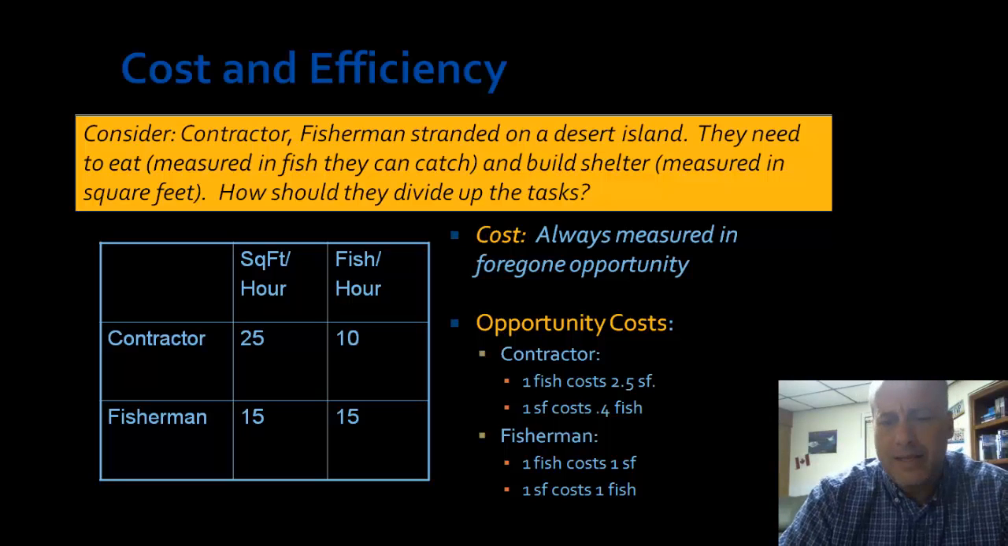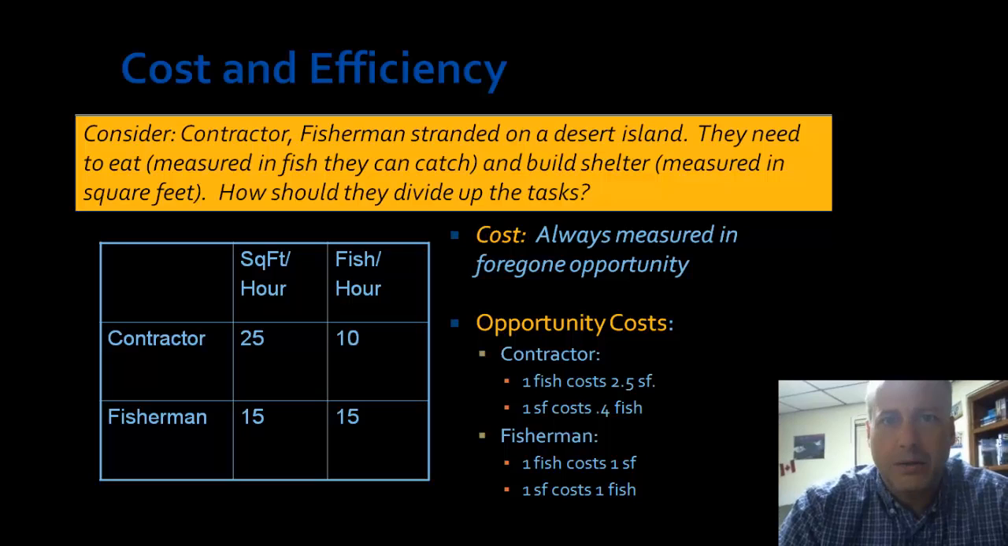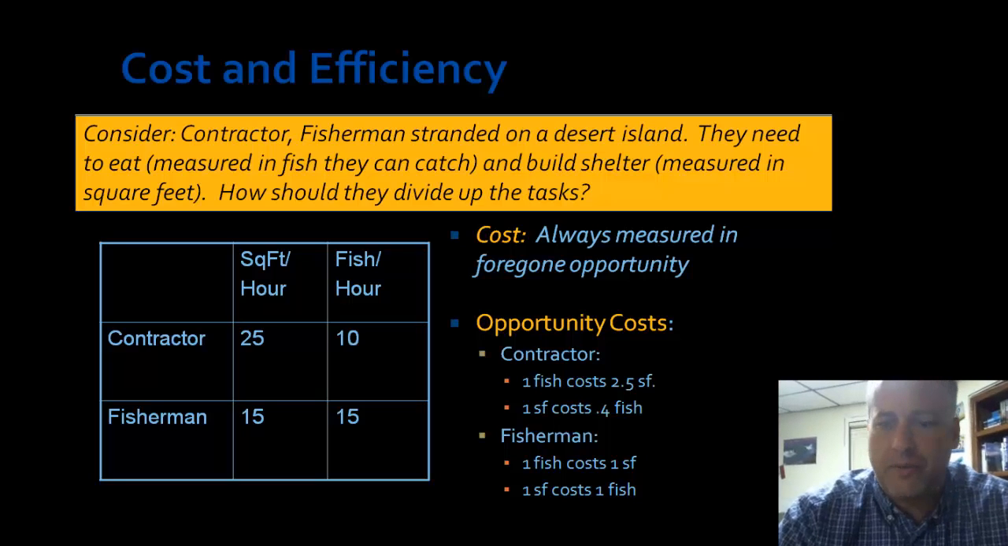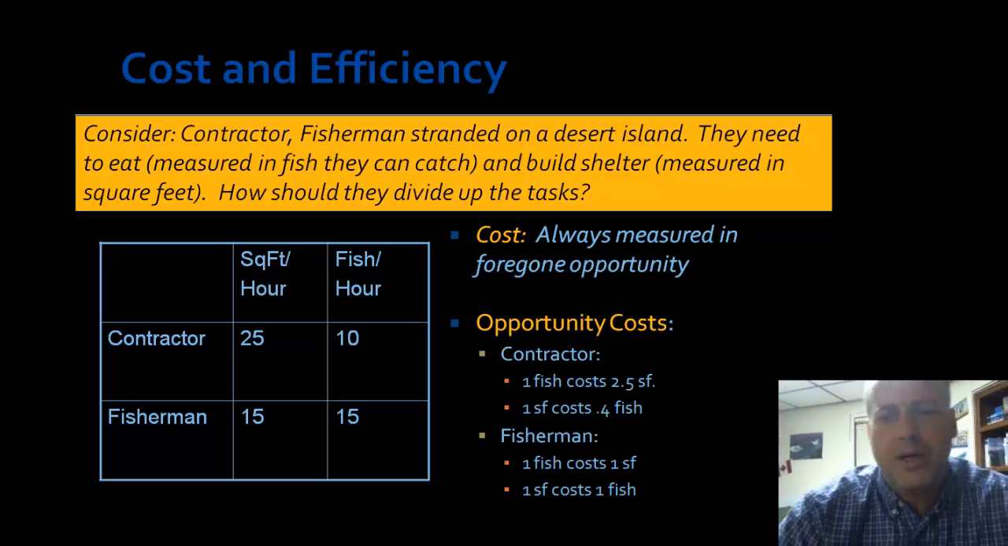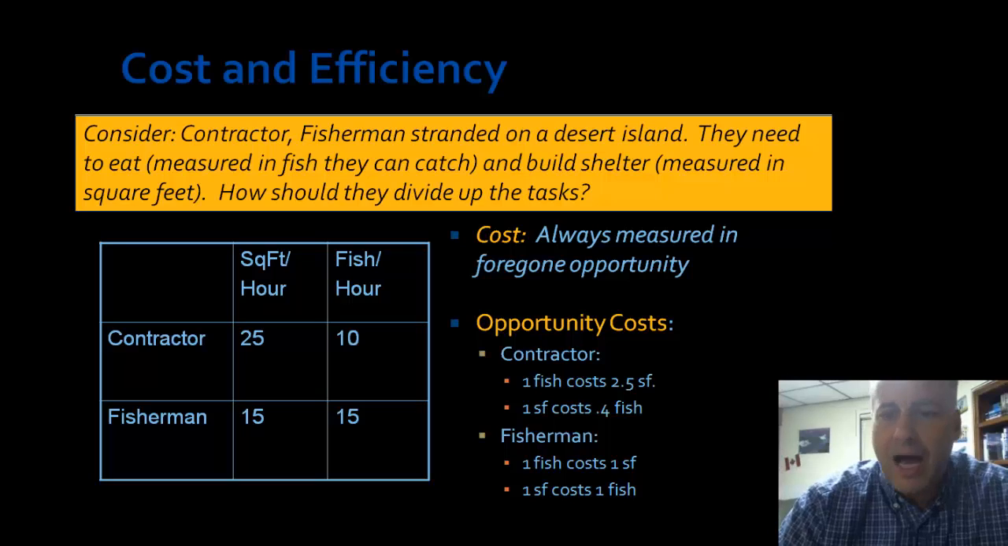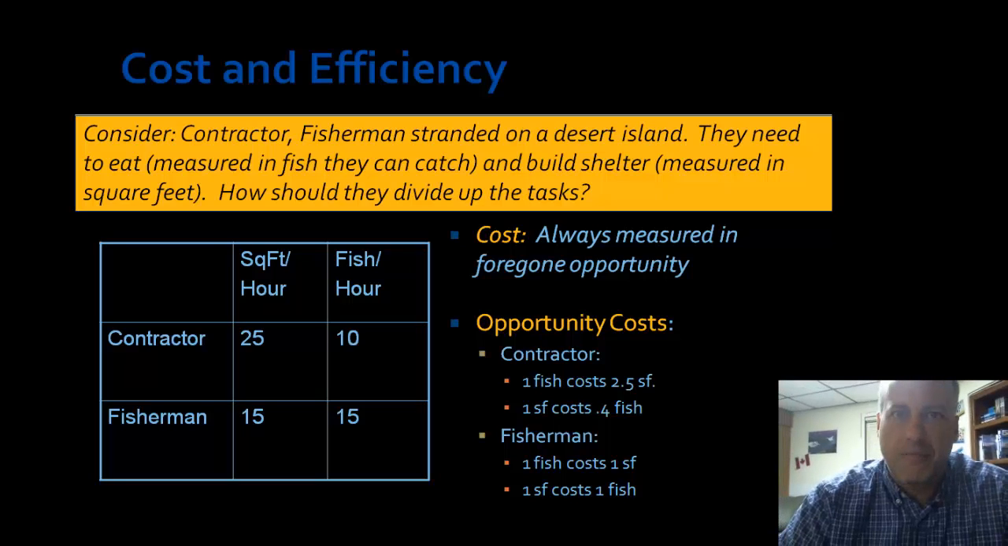Now look carefully at these and notice then that the cost to the contractor of fishing is higher. For every fish they catch, they could have built 2.5 square feet, where for the fisherman, for every fish they catch, they could have only built 1 square foot. So the opportunity cost to the contractor of fishing is higher. The opportunity cost to the contractor of building is lower. Each square foot of the house they build costs them just 0.4 fish. For the fisherman, each square foot they build costs them 1 fish. So the cost to the fisherman of building is higher. What this indicates then is that the contractor should build and the fisherman should fish.